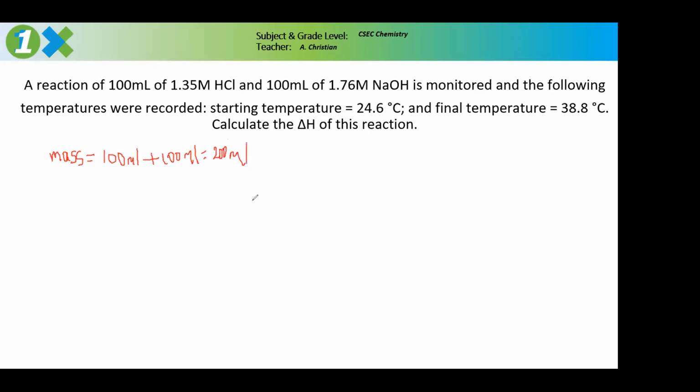So how come it's not milliliters cubed? Okay. It's not multiplied, that's a product. All right, sir. You get that.